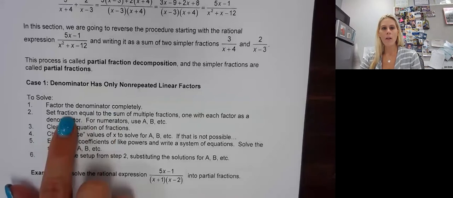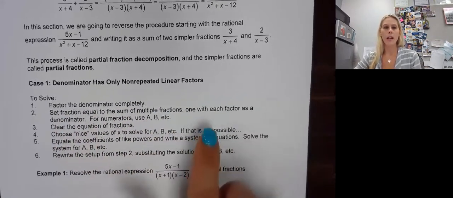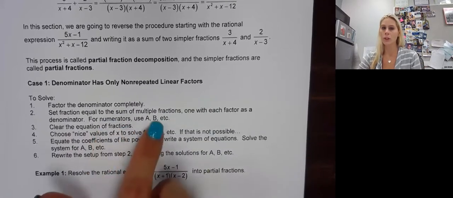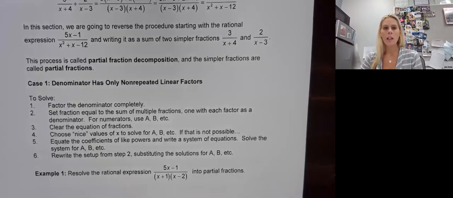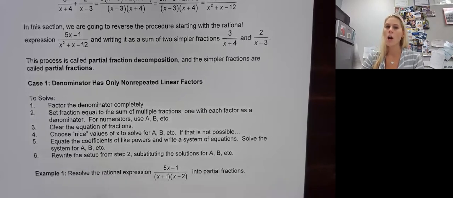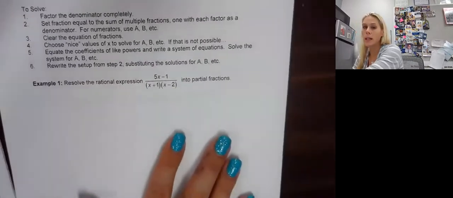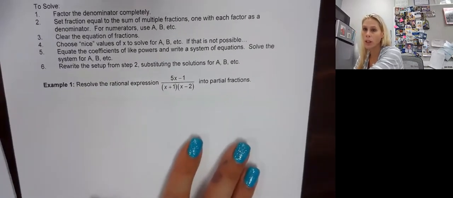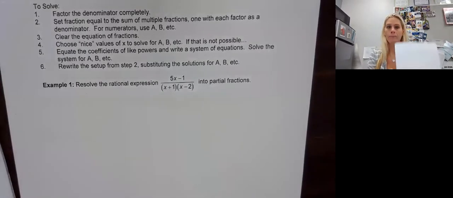We're going to set the fraction equal to the sum of multiple fractions, one for each factor as a denominator. For numerators, we use A, B, C, depending on how many factors there are. We're going to clear the equations of fractions, and then we're going to choose nice values of x to solve for A and B, if it is possible. We're also going to be using some elimination or substitution to help us with A and B, okay? So what did that all mean?